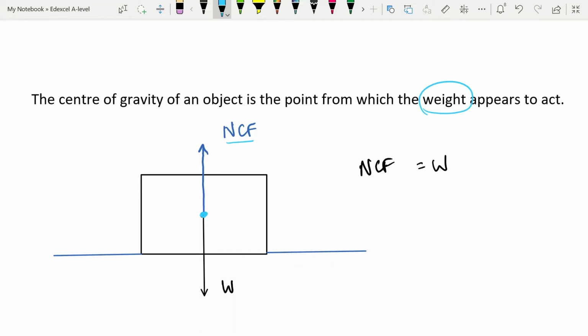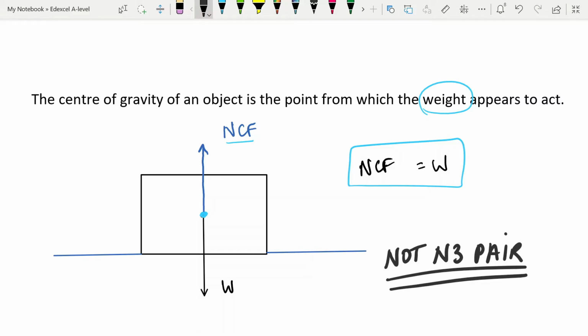And so when a box is sitting on a surface like this, weight is acting downwards, that's gravitational force. The force that is balancing that is the normal contact force. It is worth remarking here that these are not a Newton's third law pair. First of all, because they're acting on the same object, the box. They're not the same kind of force. One is gravitational force and one is electrostatic force, a normal contact force. So be very careful.